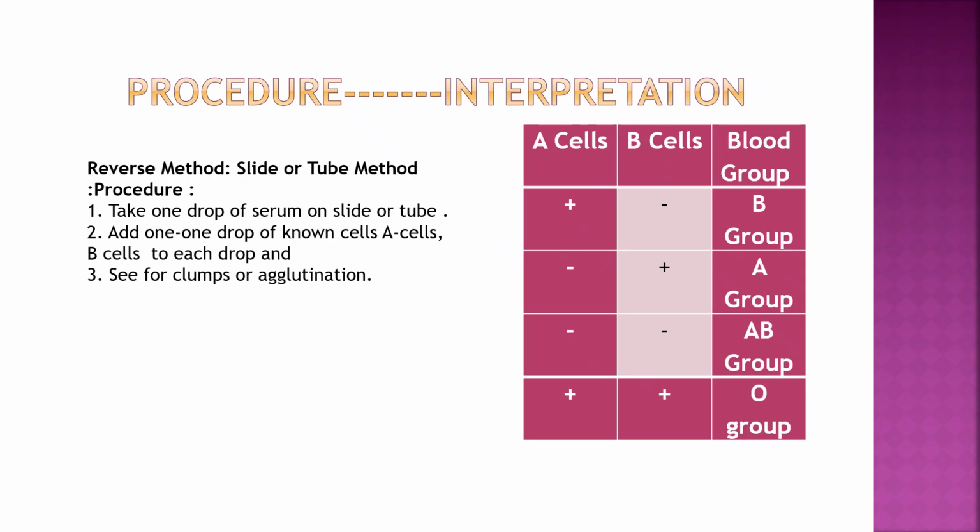Now in reverse grouping, the interpretation is opposite. If you see clumps with A cells, it is B group. If you see clumps with B cells, it is A group. If you see no clumps, then it is AB group. And if you see clumps with both A cells and B cells, it is O group.